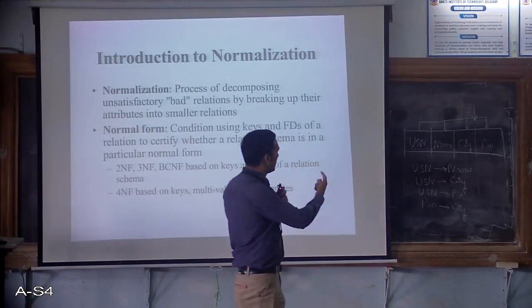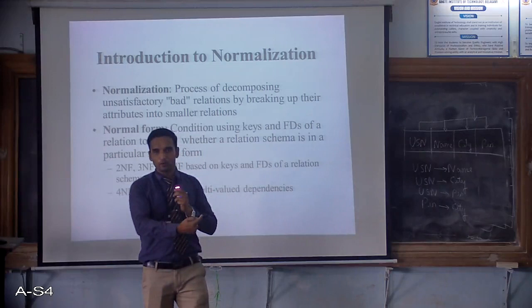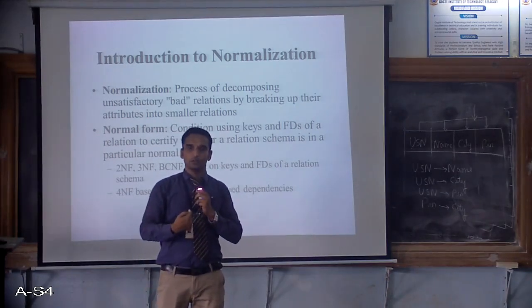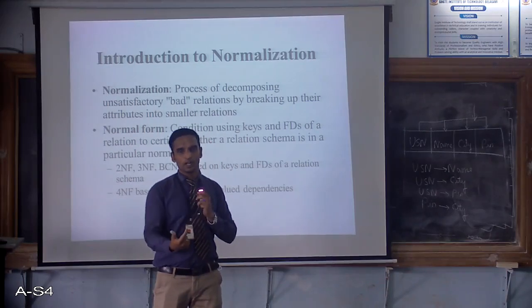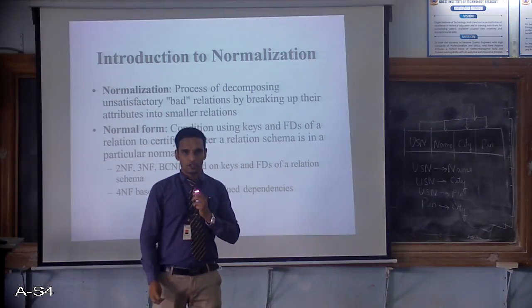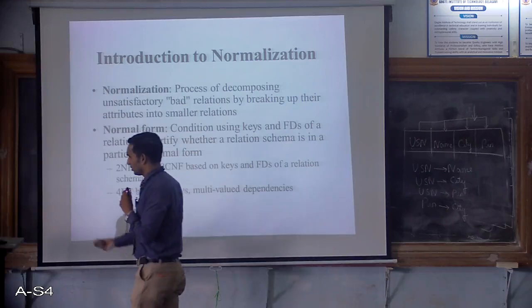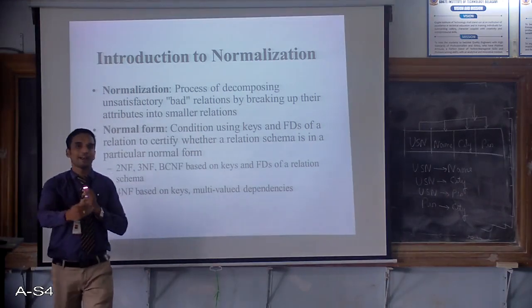Next thing is dependencies. When one attribute of a table can be determined by another attribute, this is called functional dependency. So once I know what a good relation is, how can I develop a good relation? To develop a good relation, we come across the word normalization.